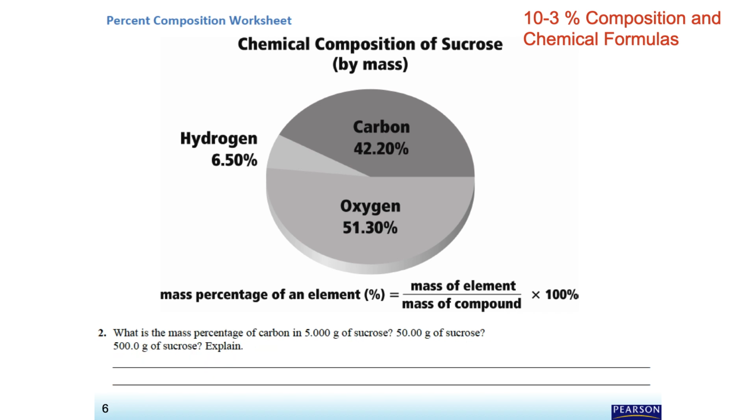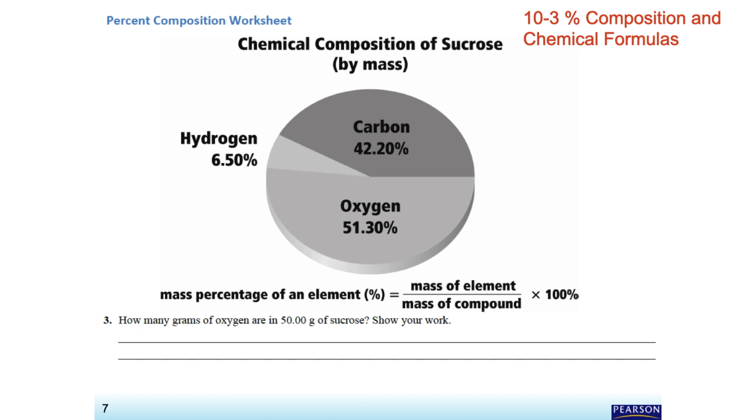2. What is the mass of carbon in 5 grams of sucrose, 50 grams of sucrose, and 500 grams of sucrose? Well, percentages are easy in the fact that they are per 100. So no matter what the mass of the sample is, it's always going to be 42.20%. That's in 5 grams, 50 grams, 500 grams. It does not change. Percent composition does not change no matter the mass of the sample.